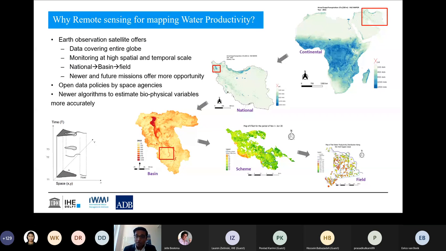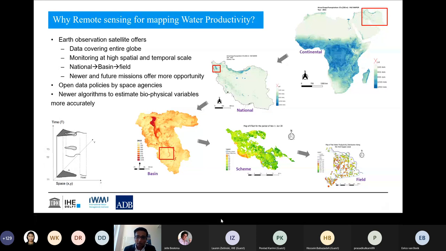So why remote sensing for mapping water productivity? I think Pulat laid a very good introduction and foundation to this. The main reason is that we have Earth observation satellites which offer data covering the entire globe. So where is not a question now. We can get data anywhere over the land and water. With this, it is possible now to monitor at a very high spatial and temporal scale, from national and basin to field level. And there are newer and future missions coming up, as Pulat just finished his talk.